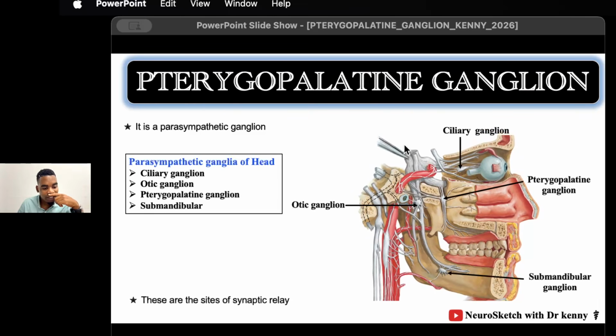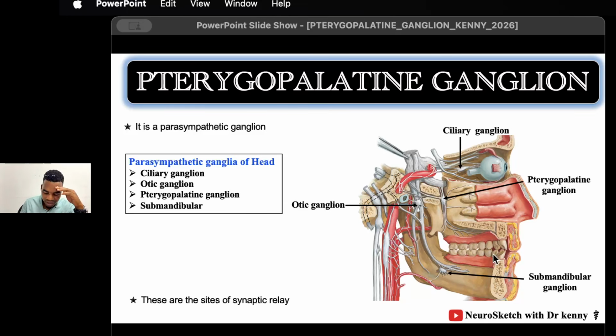As we've said, it's one among the four parasympathetic ganglia of the head. What are the other three? We have the ciliary ganglion, the otic ganglion, and the submandibular ganglion. Together with the pterygopalatine ganglion, they make up the four parasympathetic ganglia of the head. These parasympathetic ganglia are relay centers for the parasympathetic fibers. Remember, what are ganglia? Ganglia are collections of neural cell bodies outside the central nervous system, because they are outside the brain.